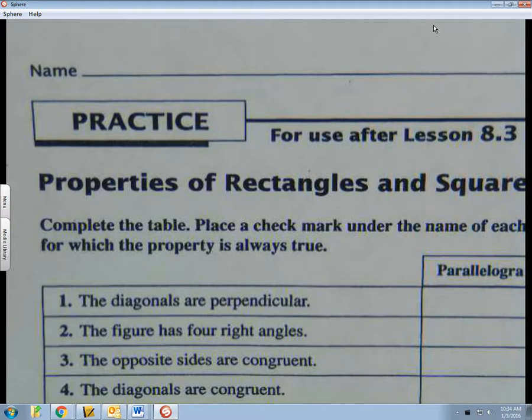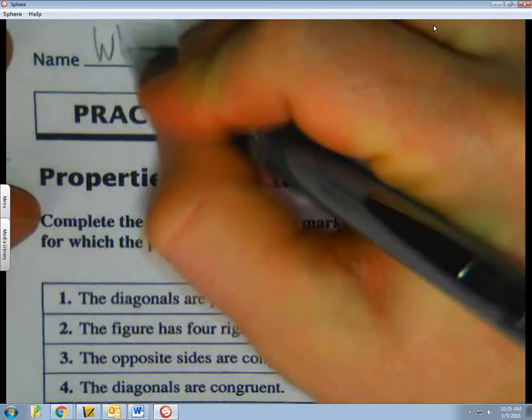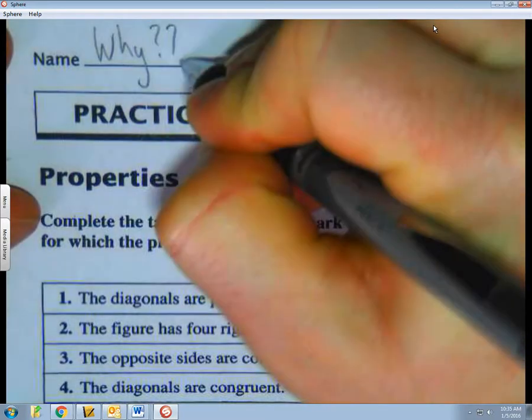Today we're looking at rectangles and squares. And why here? Why are we doing this?